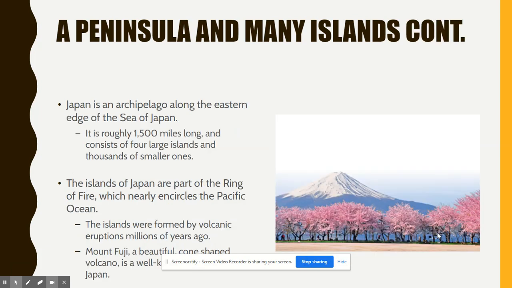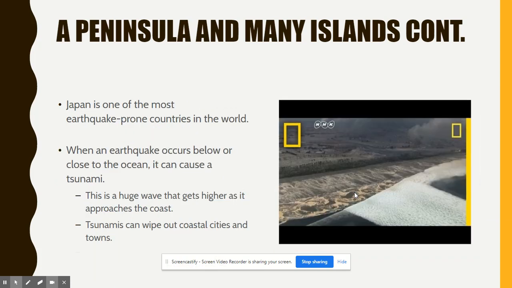Japan is what we call an archipelago, meaning that it's a collection of islands. Now, there are 4 main islands, but there are thousands of smaller islands that span a total of 1,500 miles. Japan is also a part of the Ring of Fire, which gives it a lot of volcanic activity, including its most famous volcano, which is Mount Fuji, shown in this picture here. Japan is also famous for its cherry blossom trees. So, a very beautiful picture with the snow-capped Mount Fuji in the back there.